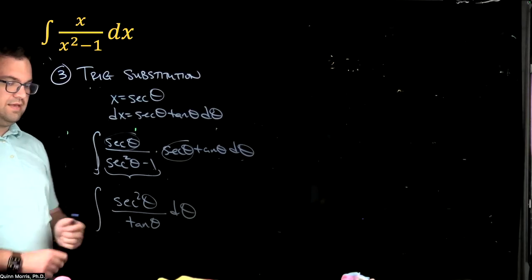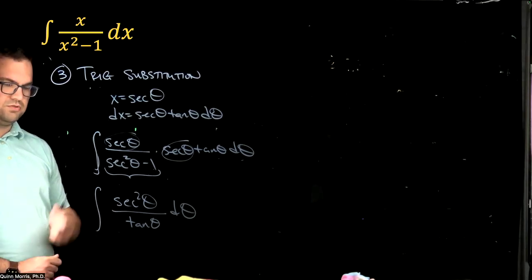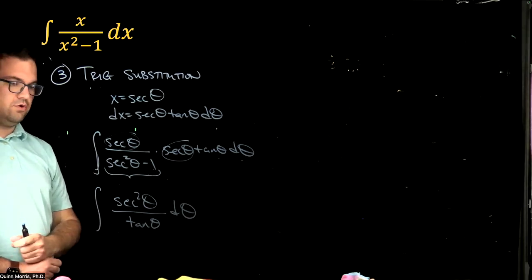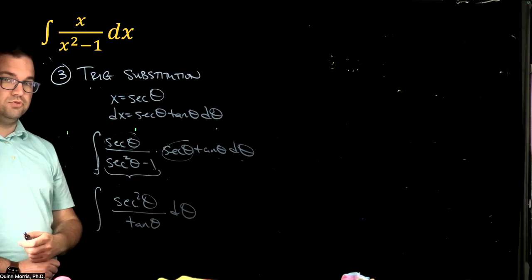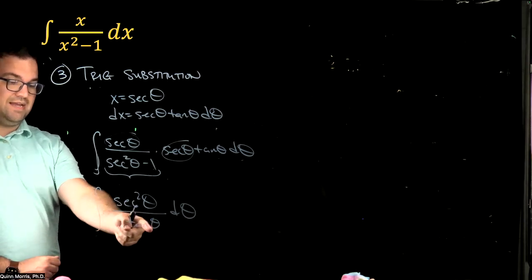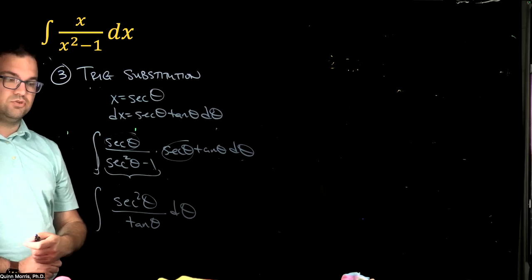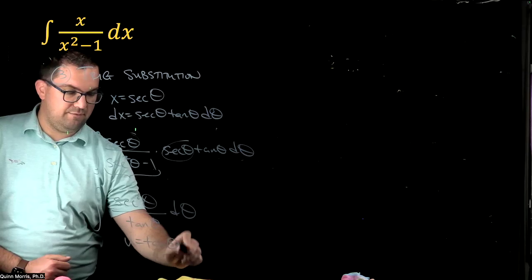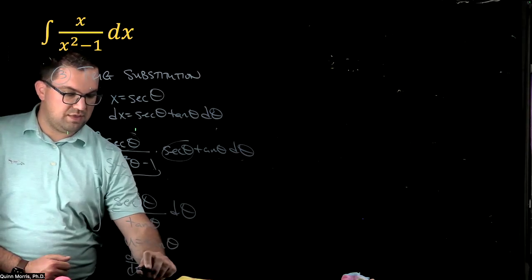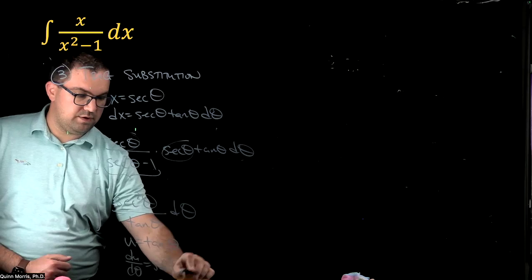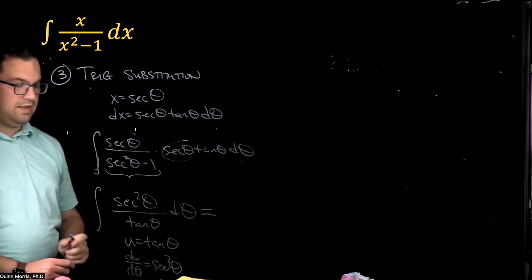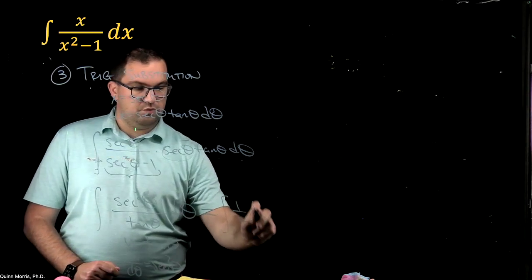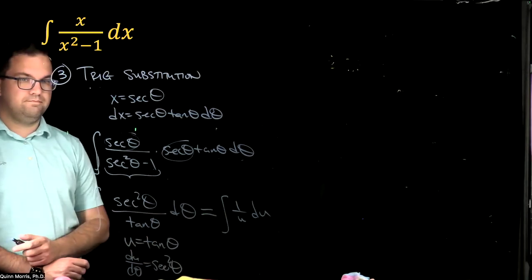Now, if I look at this, I might go, well, that looks sort of complicated. I could try to write this out in terms of sines and cosines, but actually I don't have to go quite that far. I can do a U substitution on this because I see a tangent theta and I see its derivative, secant squared theta, sitting there. So if I let u be tangent of theta, then du d theta is secant squared theta. And this becomes the integral of 1 over u du.